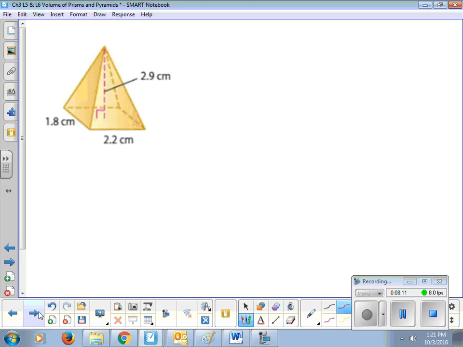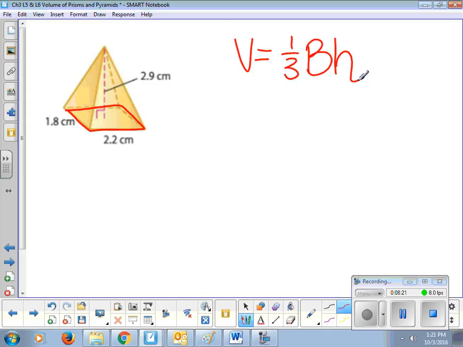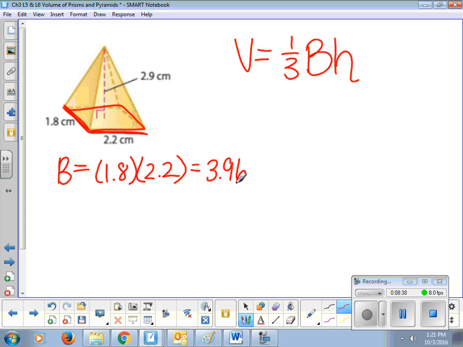Okay, next question, we have another rectangular base pyramid. We can solve using either method. Anytime you have a pyramid, you're multiplying 1/3 times the area of the base times the height. Our area of the base is length times width, or base times height of our bottom shape. So we're multiplying 1.8 and 2.2. When you multiply these two values together, you get 3.96. And our height is 2.9, so we can go ahead and plug those into our formula.